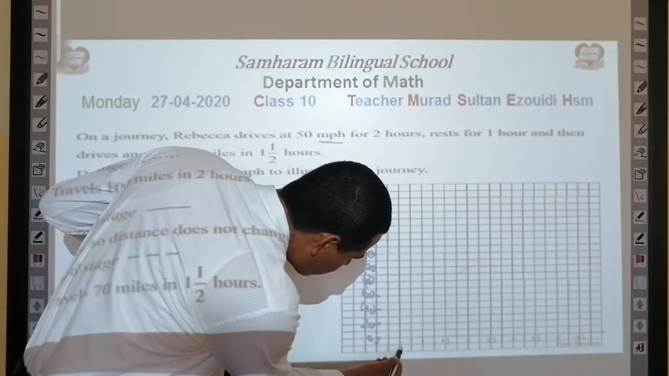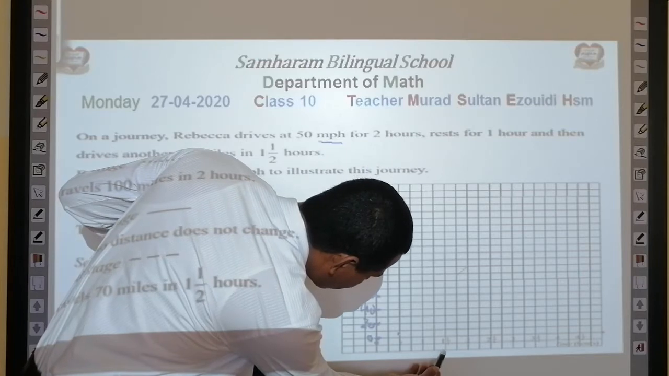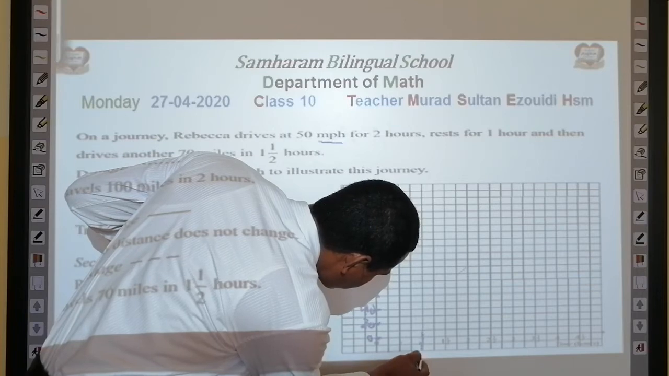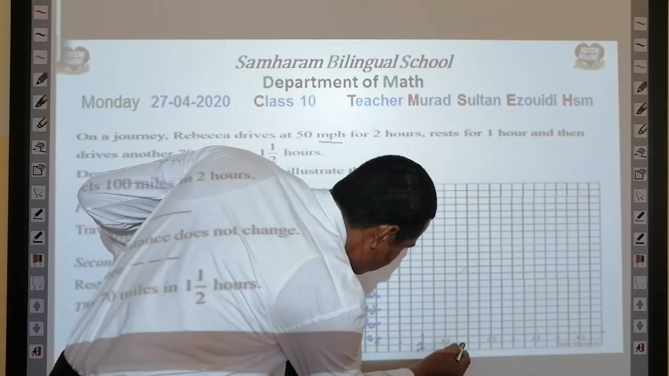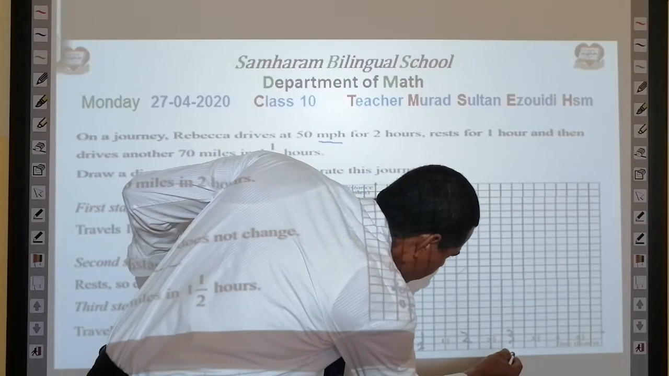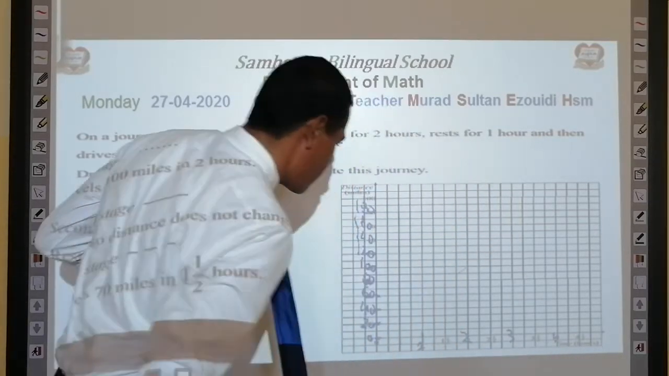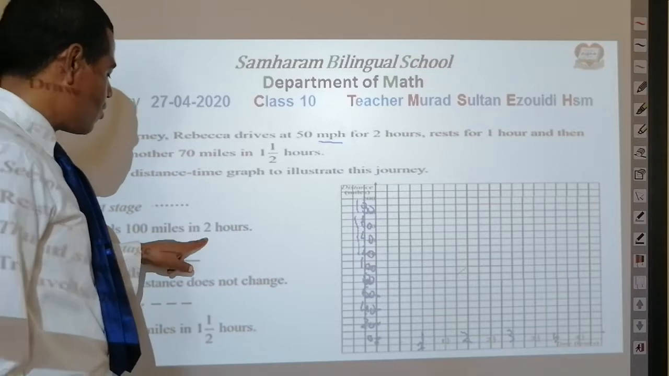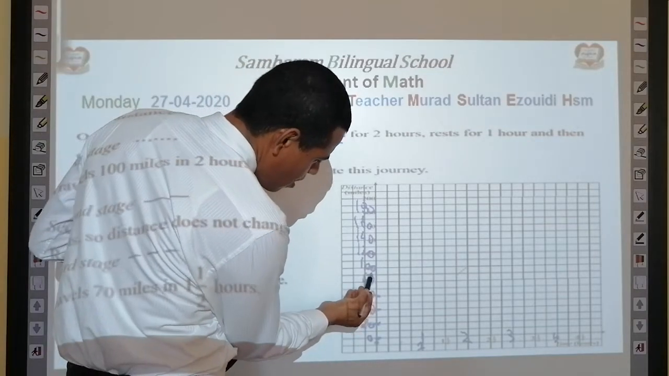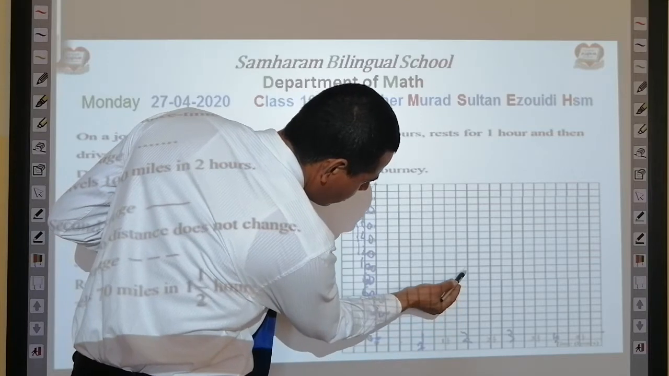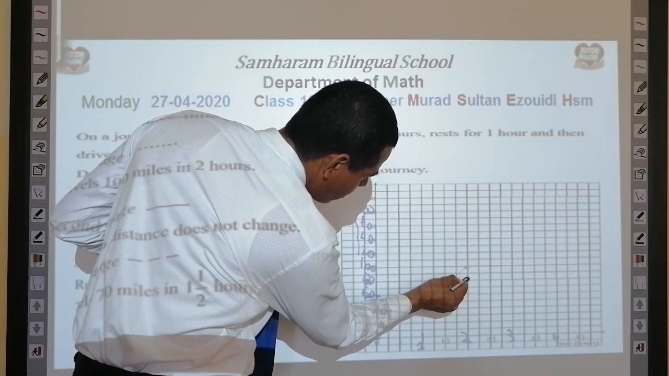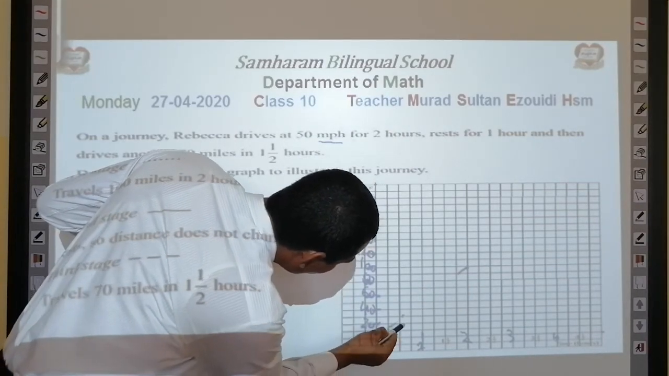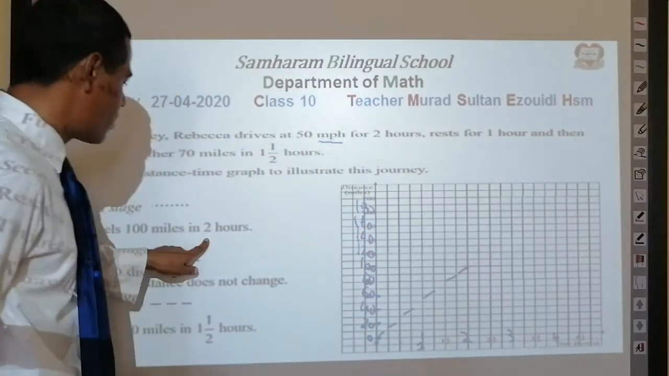This is 1 hour and a half, 2 hours, 3 hours, 4 hours, and so on. So let's draw this one. Travels 100 miles in 2 hours. I will make a dashed line like that, from 0, of course. This is the first part.